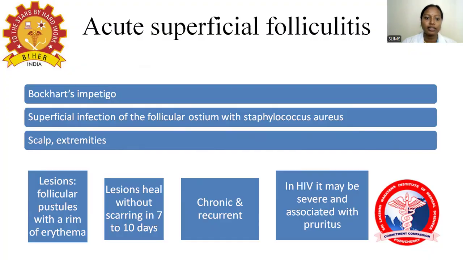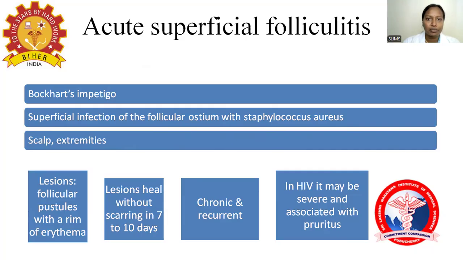So it occurs there only. How it appears is like a pustule because it is follicular. So we will find only a pustule with the surrounding rim of erythema, and the lesion heals without scarring because this is superficial. And if it is chronic and recurrent, we should always think about diabetes and other underlying causes.